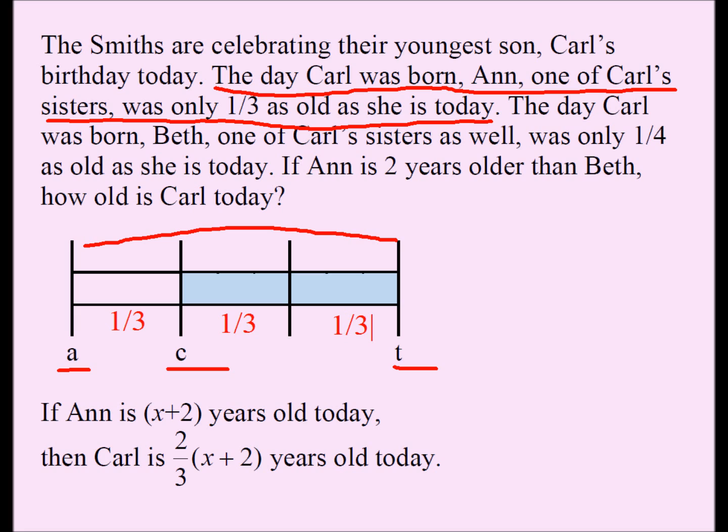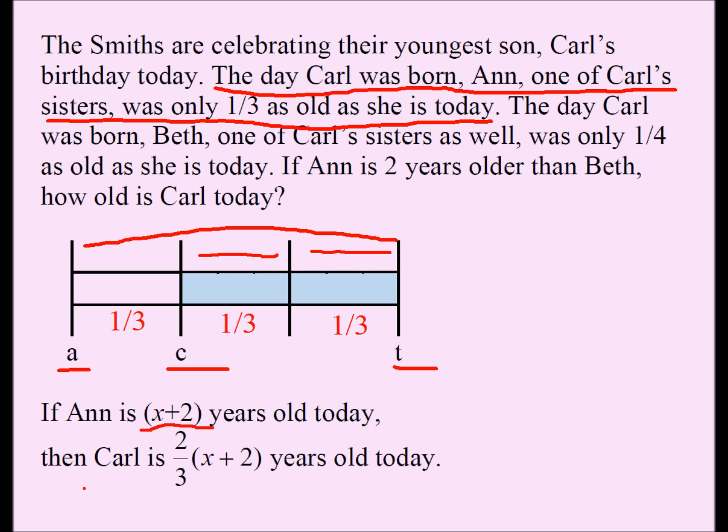And that kind of makes sense, because what we're trying to say is that the day Carl was born, Anne was 1/3 of her current age, and that's exactly what the picture tells me. And I know from our previous slide that Anne is x plus 2 years old today. So today Carl must be 2/3 of that. This is Carl's age today. All this plus all this.